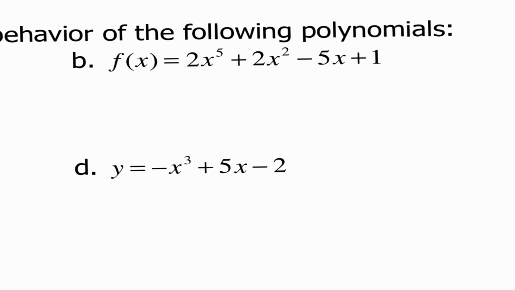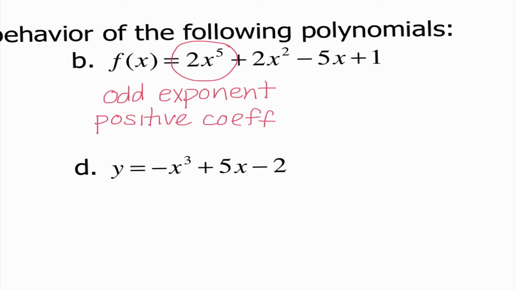If we look at B, f of x equals 2x to the 5th plus 2x squared minus 5x plus 1, that can look super confusing, but just a reminder, all I care about is that first term. We can see here that it has an odd exponent and a positive coefficient. So that means to the right, it is going to +infinity, and to the left, it's going to -infinity.